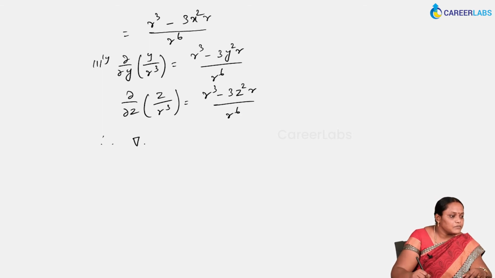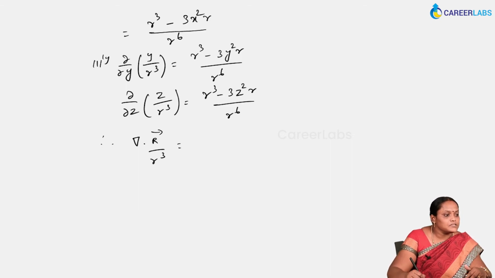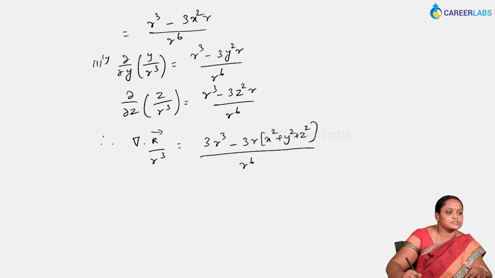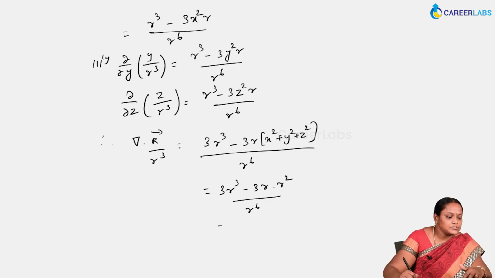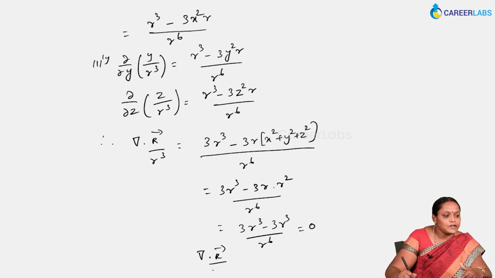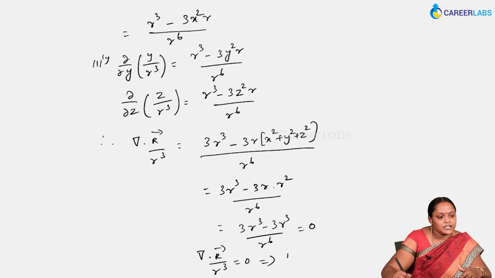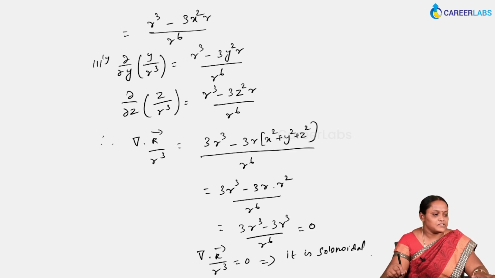Therefore, del dot r vector by r³ is nothing but the addition of all these three terms, that is 3r³ minus, in all these three terms 3r will be common, so this will give you (x² plus y² plus z²) fully divided by r⁶. So this is 3r³ minus 3r into r², divided by r⁶. So that is nothing but (3r³ minus 3r³) by r⁶, which is equivalent to 0. So since del dot r vector divided by r³ equals 0, it implies it is solenoidal. Whenever the divergence is 0, it means that it is solenoidal.